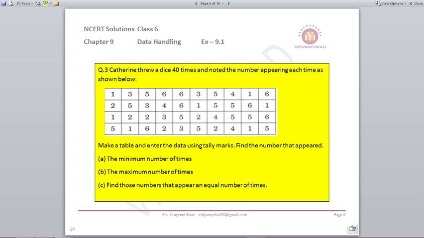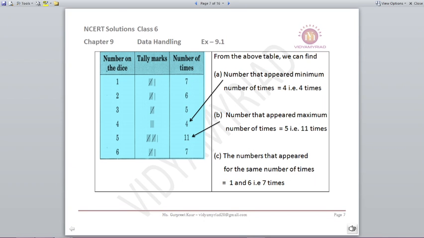Question number 3. Catherine threw a dice 40 times and noted the number appearing each time as shown below. So this is a dice. On a dice there are certain numbers: 1, 2, 3, 4, 5, 6. How many times these numbers are repeating, we will represent with the help of telemarks. It's like this. 1 is coming 7 times, 2 is coming 6 times, 3 is coming 5 times, 4 is coming 4 times.